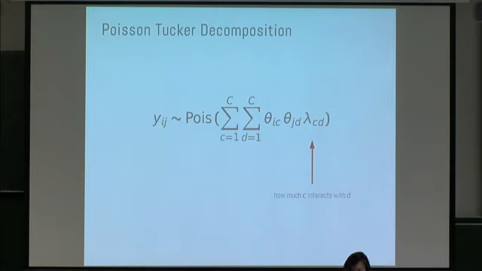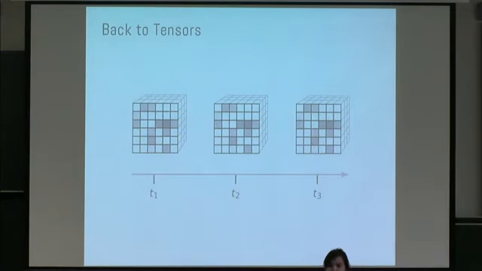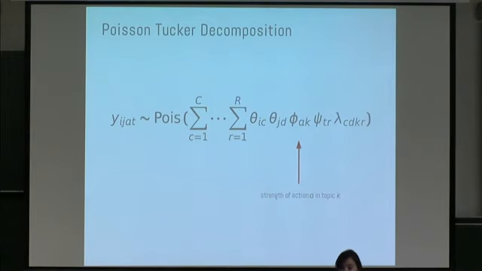And that's it. Okay, so what happens when we move back to tensors? Well, perhaps unsurprisingly, again, we don't need to change very much. The only difference is that we now have 2 additional latent factor matrices, one that embeds action types into topics, and one that embeds time steps into temporal regimes. And then we have this 4-mode core tensor instead of a 2-mode core matrix.